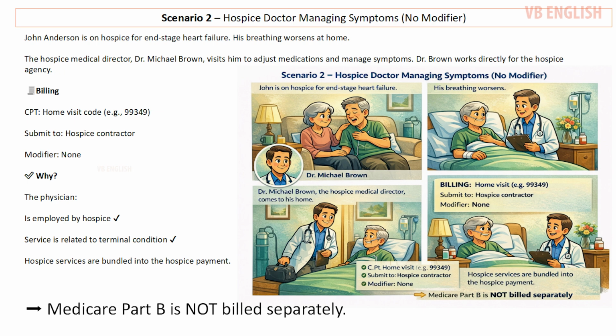Billing: CPT home visit code, example 99349. Submit to the hospice contractor. Why? The physician is employed by hospice. The service is related to the terminal condition. Hospice services are bundled into the hospice payment. Medicare Part B is not billed separately.